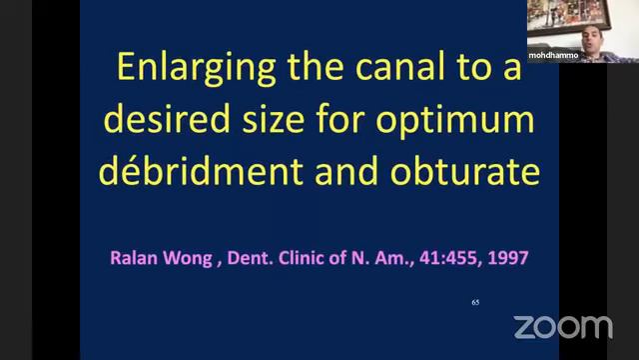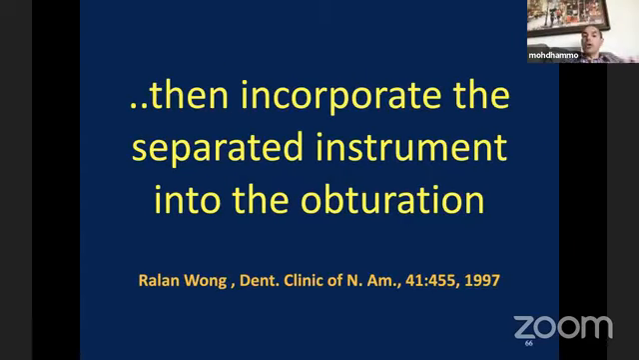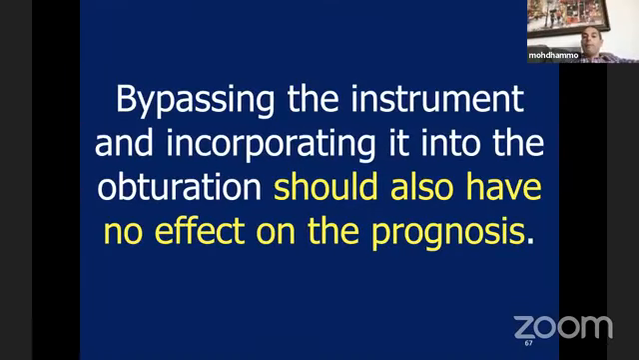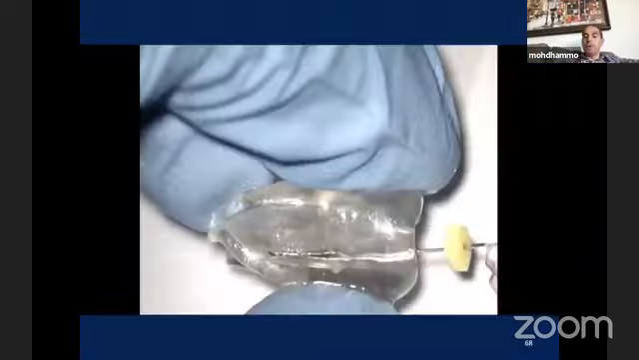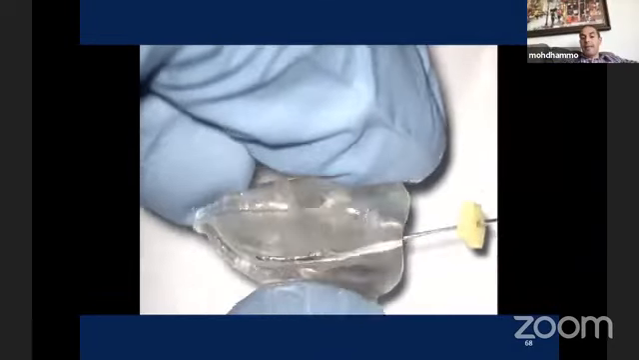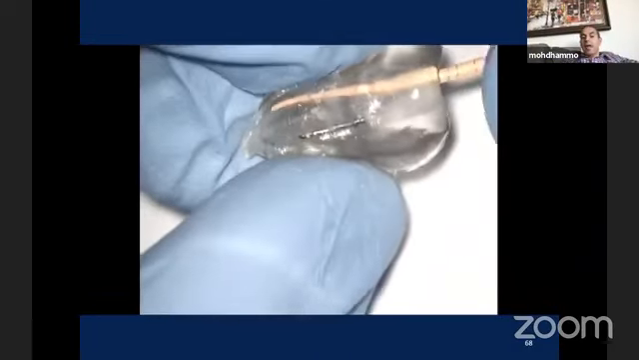Let's see the second scenario. The second scenario, if we bypass and could not remove the broken instrument, what to do? Enlarge the canal to a desired size for optimum debridement, then incorporate the broken instrument into the obturation. Bypassing the instrument and incorporating it into an obturation should also have no effect on the prognosis. So I will bypass here, then it was not removed.